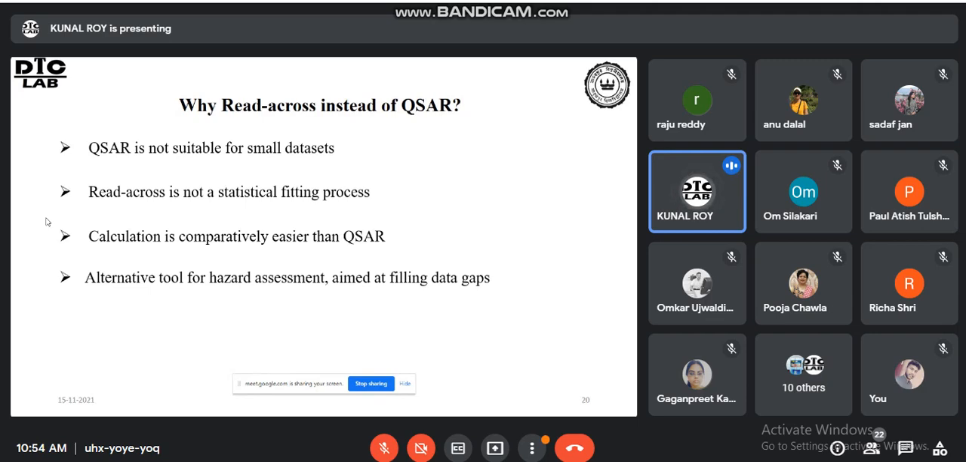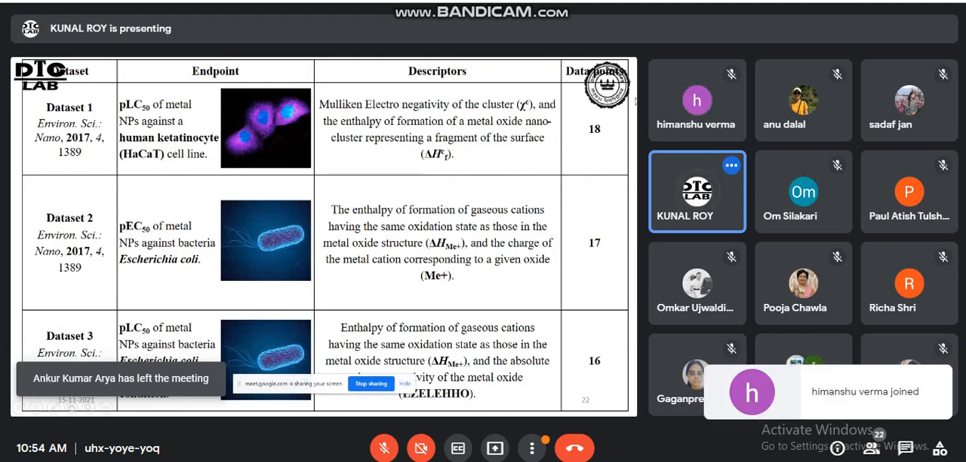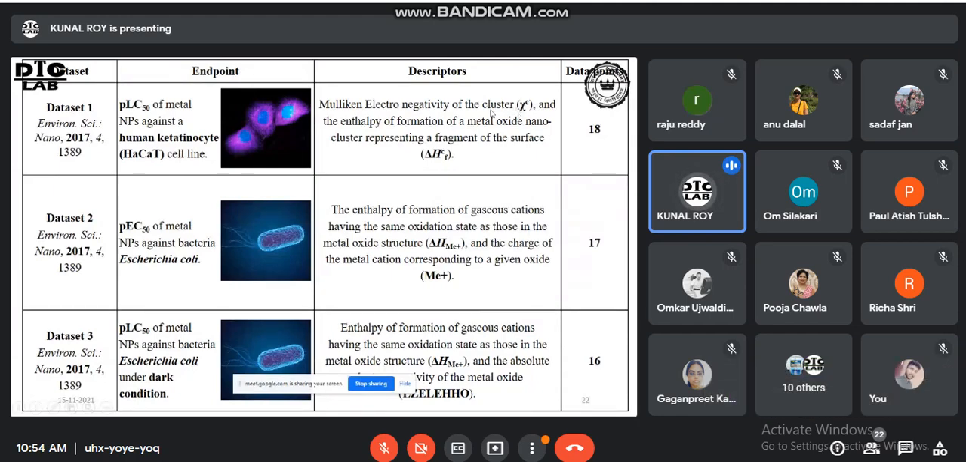So here we have used 3 different data sets. All of them were used previously by other methods. The first data set is PLC50 of metal nanoparticles against human keratinocyte cell line. And here, as I mentioned, all of these were previously used. We have used the same descriptor information as used in the previous case, that is the electronegativity of the cluster and enthalpy of formation, and the number of data points was 18.